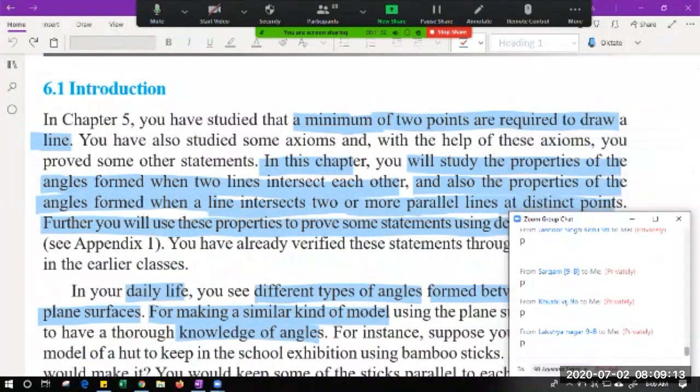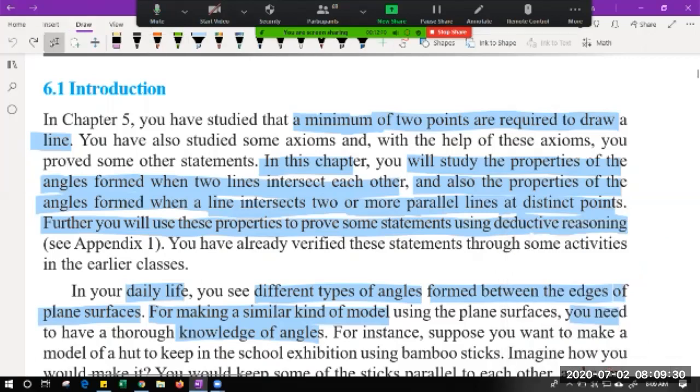Okay, now see. So we require a minimum of 2 points to draw a line. From that they have started the chapter. After that they are saying that in this chapter we will study the properties of angles formed when two lines intersect each other. So we have to understand. One second, let me take a pen, black, and orange. Now you have to study the properties of angles formed when two lines intersect each other.